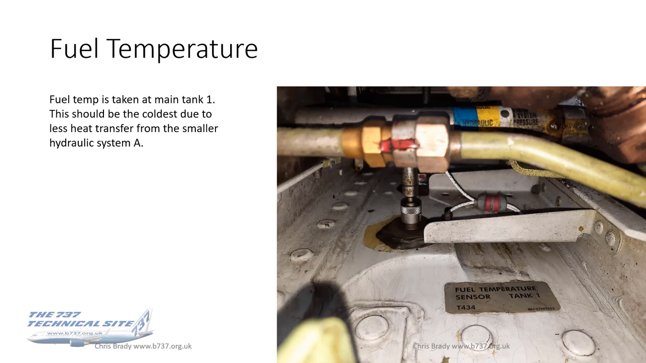This actually is your fuel temperature sensor here. This photo was taken from in the wheel well, so it's visible. It is just a little difficult to see, and it's taken from main tank one because that will be the coldest of the three tanks, because there's less heat transfer from the smaller hydraulic system A. The center tank will be the warmest of all, because it's not out on the wings. Fuel tank one's where it's taken from.